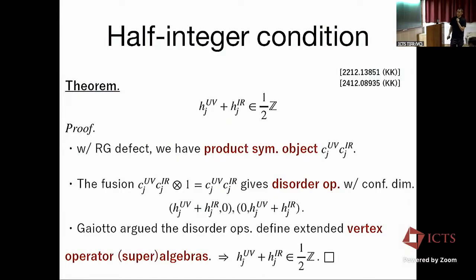And here is the proof. So first, with an RG defect, we have a product symmetry object, Cj_UV, Cj_IR. And this obeys the trivial fusion with identity, identity. And therefore, we get a disorder operator at the end of this product symmetry object with conformal dimensions h_UV plus h_IR, 0, or the opposite. And I argue that these disorder operators define extended vertex operator algebras. And in vertex operator superalgebras, the weights should be half integers. So these sums should be a half integer, and then we prove this half-integer condition.